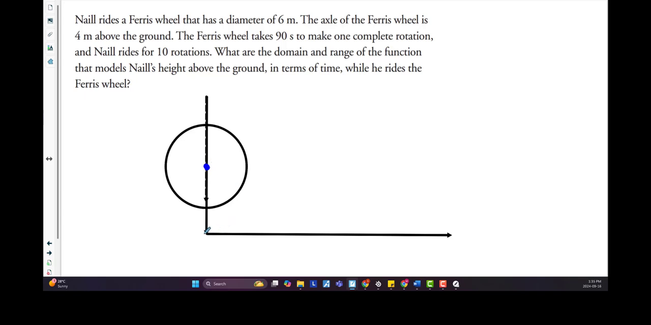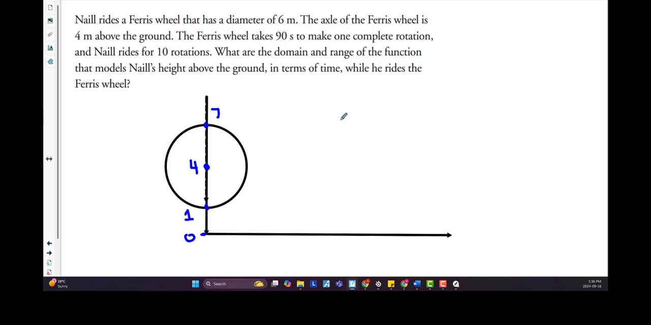And we know that if this is the height and this is 0, the Ferris wheel's axle is 4 meters above the ground. So this has to be 4 meters above the ground. And since we know the diameter is 6, we know the radius is going to be 3. So this point here is going to be 7 because 4 plus 3 is 7. And this point here is going to be 1. So here we have 1, 4, and 7. Those are my 3 main points.